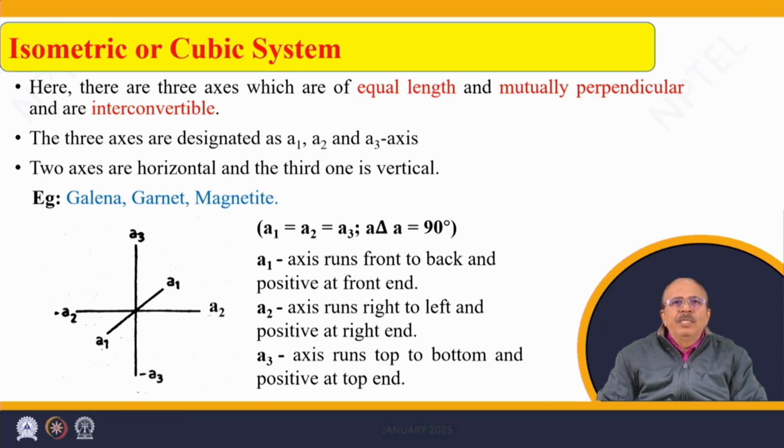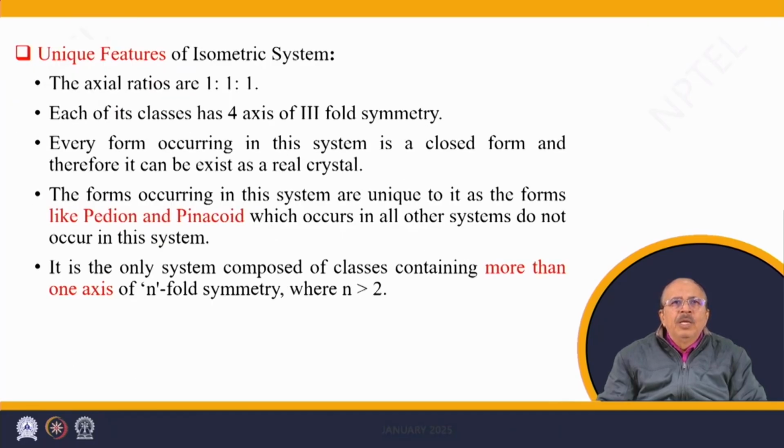Here in the diagram you can see A1 axis runs front to back and is positive at the front end, whereas A2 axis runs right to left and is positive at the right end, and A3 axis runs top to bottom and is positive at the top end. So this is about the isometric or cubic system. The unique features of the isometric system are that the axial ratios are 1:1:1. Each of its classes has 4 axes of threefold symmetry.